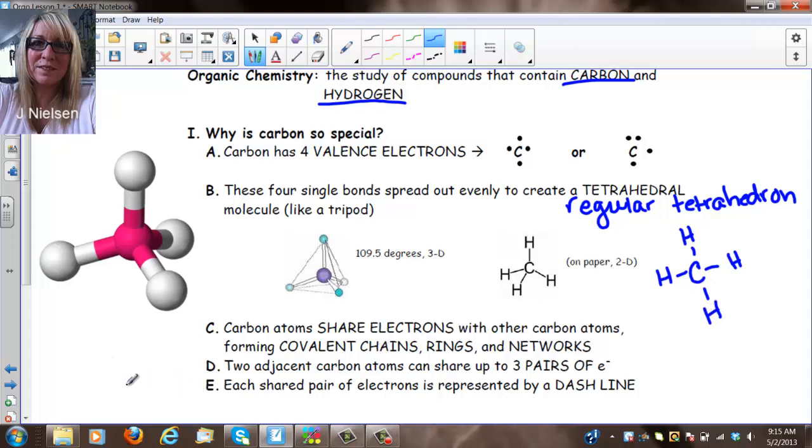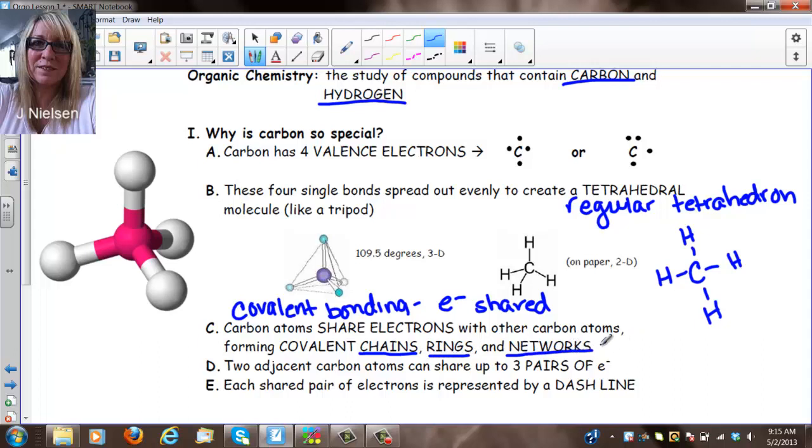Carbon atoms share electrons with other carbon atoms, okay, because if we're talking about carbon and hydrogen, then we're talking about covalent bonding, and we know that in covalent bonding electrons are shared. So carbon is sharing electrons with other atoms, and it can form covalent chains. So we're going to look at chains. We're going to look at straight chains and branched chains. We're going to look at rings, and then we're going to talk about networks.